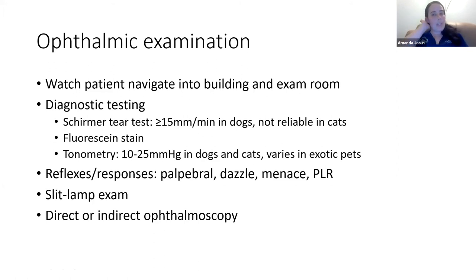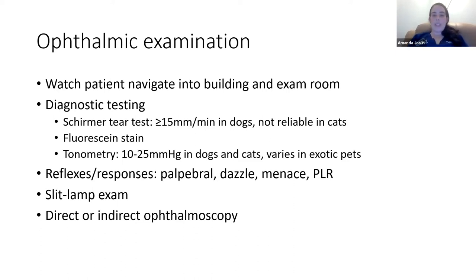The three main tests we do in our small animal patients: Schirmer tear test, which I do pretty consistently in a dog. Technically, the normal value should be greater than or equal to 15 millimeters per minute. It's not necessarily a reliable test in cats, so we don't commonly perform that. And then we want to fluorescein stain all of our patients, and then tonometry. Normal readings for dogs or cats are 10 to 25.